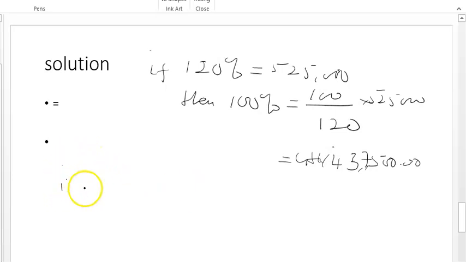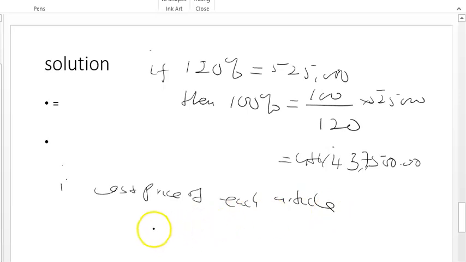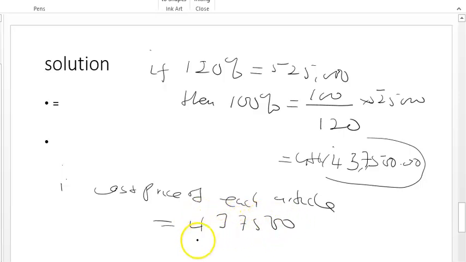Now we have to find the cost price of each article. The cost price of each article equals the cost price of all articles, 437,500, over how many articles we have there, 1,750. That gives us 250 Ghana cedis. This is the cost price of each of the articles, 250 Ghana cedis.